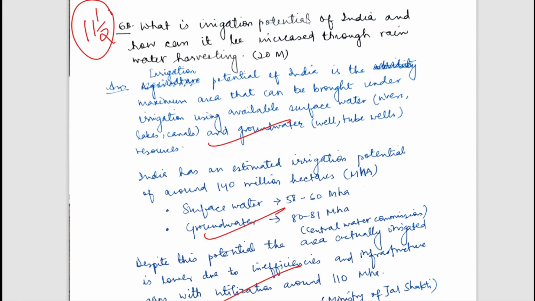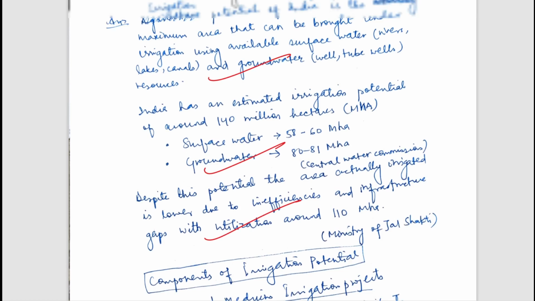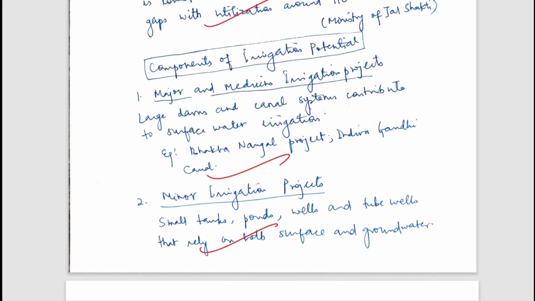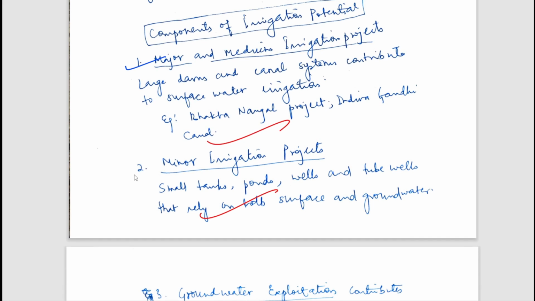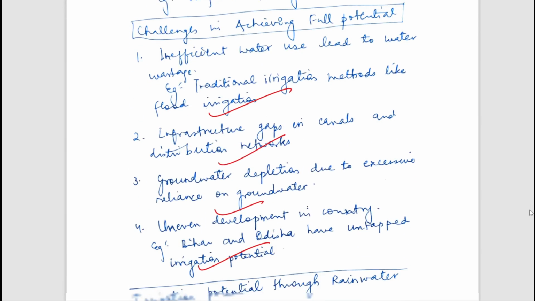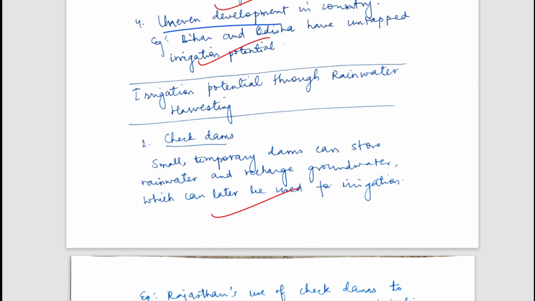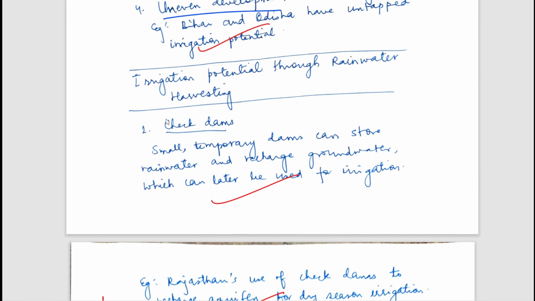The next question is: what is the irrigation potential of India and how can it be increased through rainwater harvesting? The irrigation potential of India has been mentioned. You can simply pause and read. Now the components of irrigation potential: we all know that we have major and medium irrigation projects, and minor irrigation projects. Groundwater is the major source through which irrigation happens in most parts of India. Challenges have also been mentioned: inefficient water use, a lot of wastage, infrastructure gaps, groundwater depletion, and uneven development.